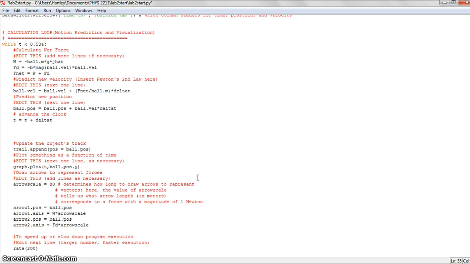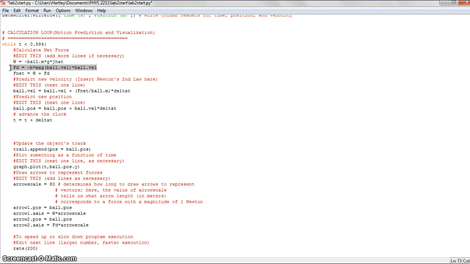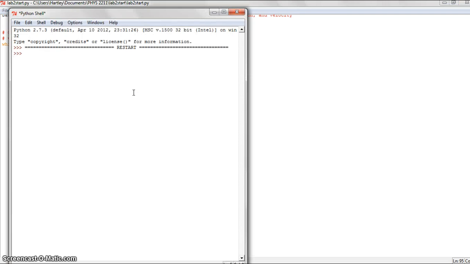I added in the equations for weight and drag force and added them to get the total net force, along with the equations for predicting the ball's velocity and predicting the ball's position. When I hit Run Module, a model of the paper ball falling comes up on the left, and a graph of the position versus time comes up on the right.